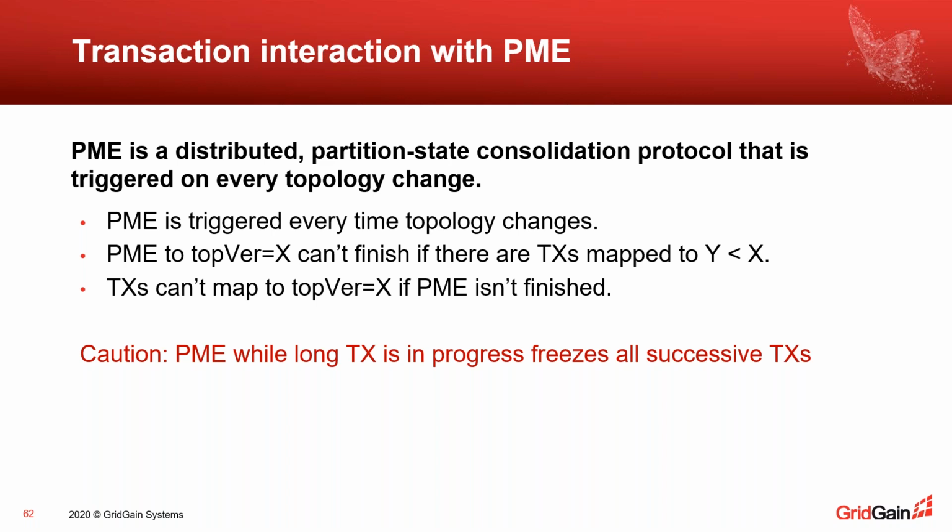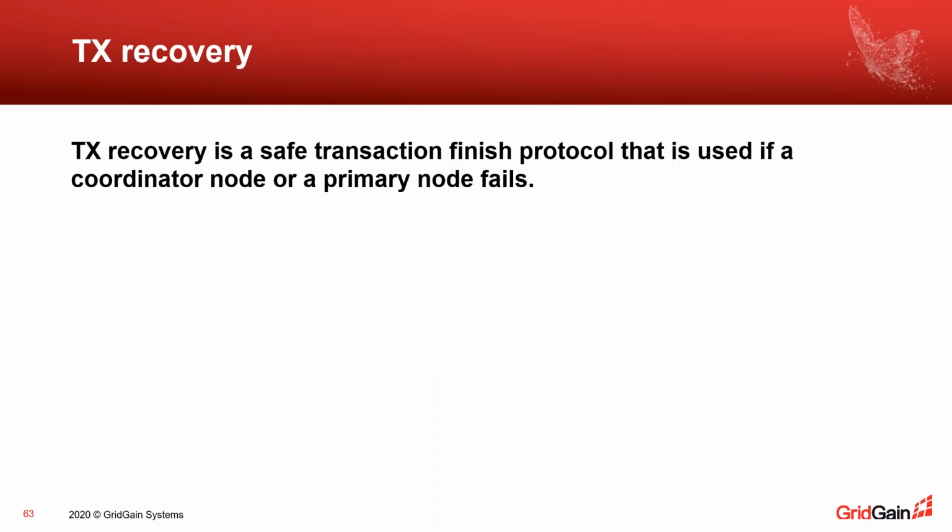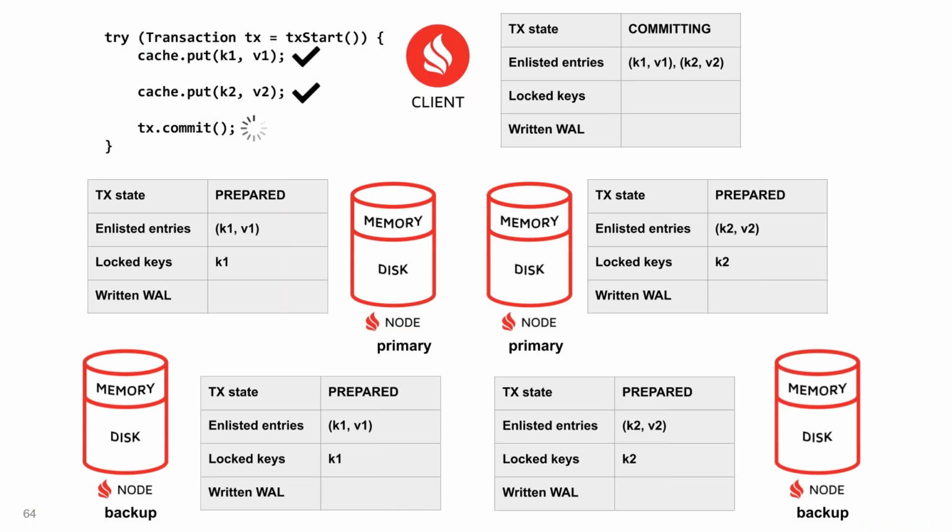It's not a blocker to go to production. There are ways to tune your cluster to mitigate the consequences of this architecture detail. I will tell you about them in the last section of my webinar. And also, while we are still under the hood, a few words about transaction recovery. Transaction recovery is a safe transaction finish protocol that is used if a coordinator node or a primary node fails. Let's check the same example.